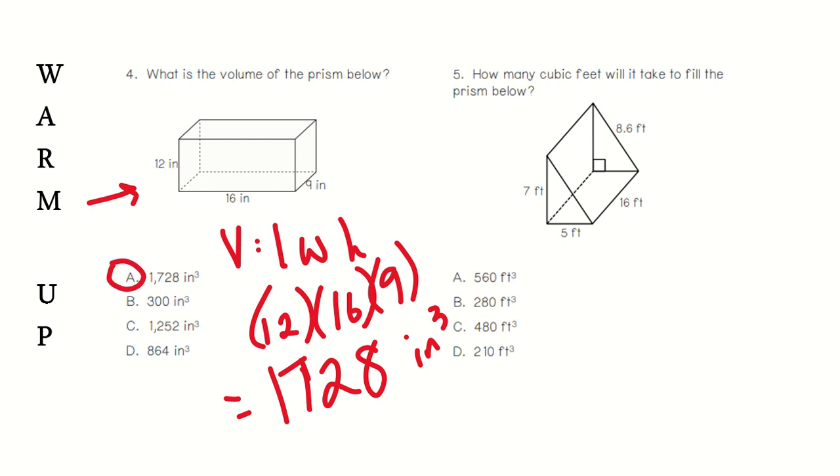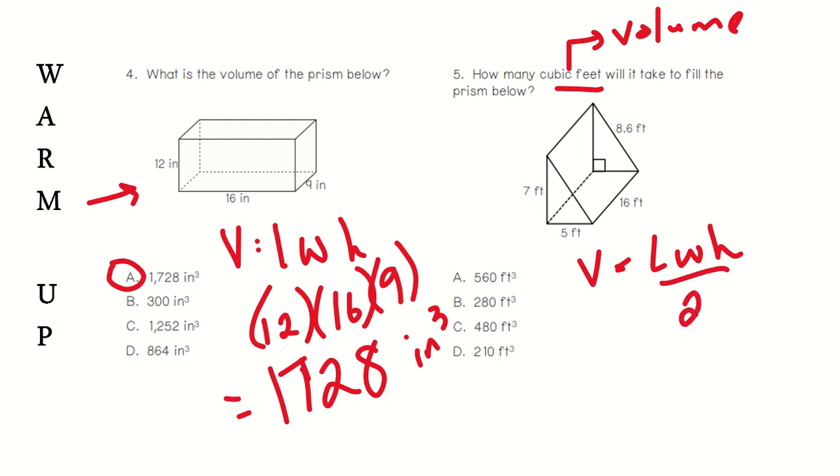There you go. Now this is a triangular prism. If it says how many cubic feet, that means they're asking for volume. So the volume formula for this was length times width times height divided by 2. The triangle part of it gives it that divide by 2 as an extra step.